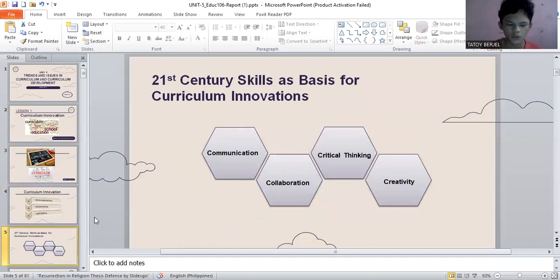Well, what do you know about these 21st century skills and why do they serve as the basis for curriculum innovations? Learning and innovation skills, or the four C's of 21st century learning, include critical thinking and problem solving, creativity and innovation, communication and collaboration. So if the four C's sound familiar, it's because they probably are. Most people learn many of these skills in school.